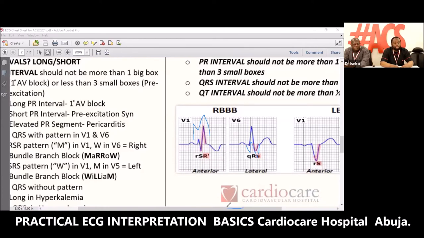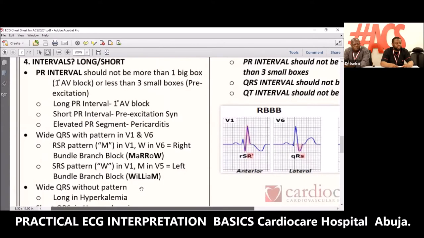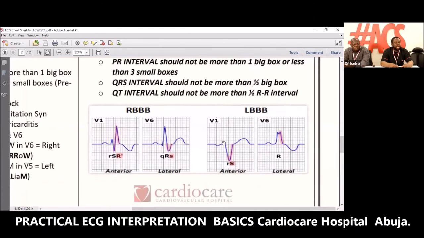Now for left bundle branch block, what you have is the opposite. You have W in V1 and M in V6. The other way round. It's important to notice a left bundle branch block, because if someone is coming with chest pain and a left bundle branch block that is new, meaning they didn't have left bundle branch block before, that is an MI you are looking at. That person is having a heart attack. That is another way of making the diagnosis of a heart attack. The W is in V1 and the M is in V6.